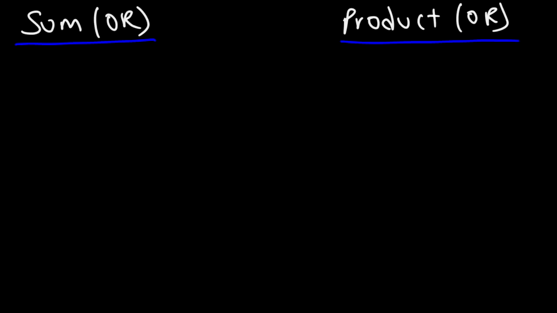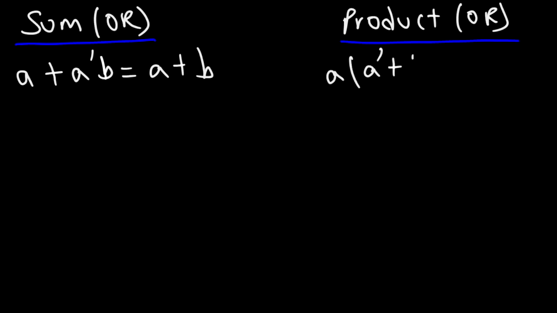Now let's move on to the simplification property. So here's the first one. A plus A prime B, all of that is simply equal to A plus B. And the other one is A times A prime plus B is equal to AB. So how can we prove that?